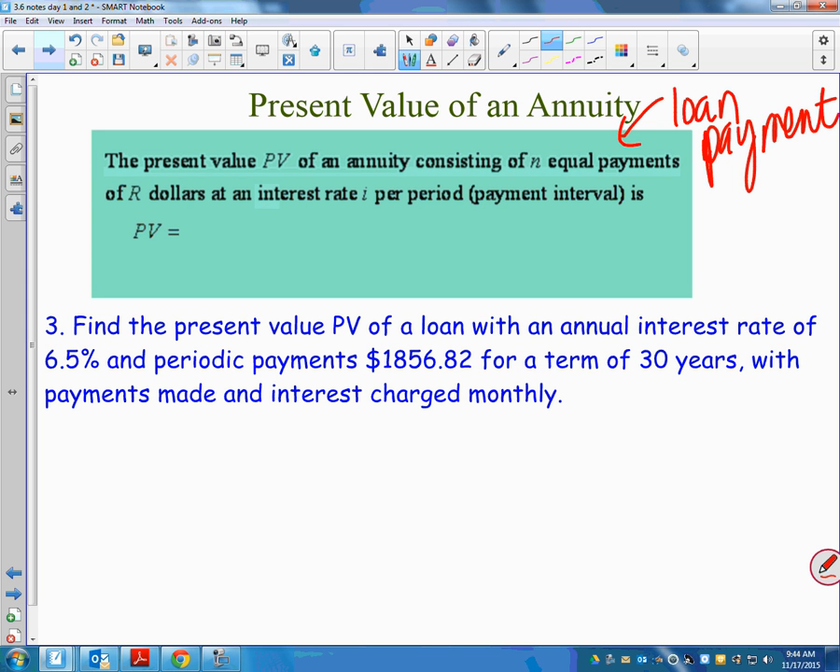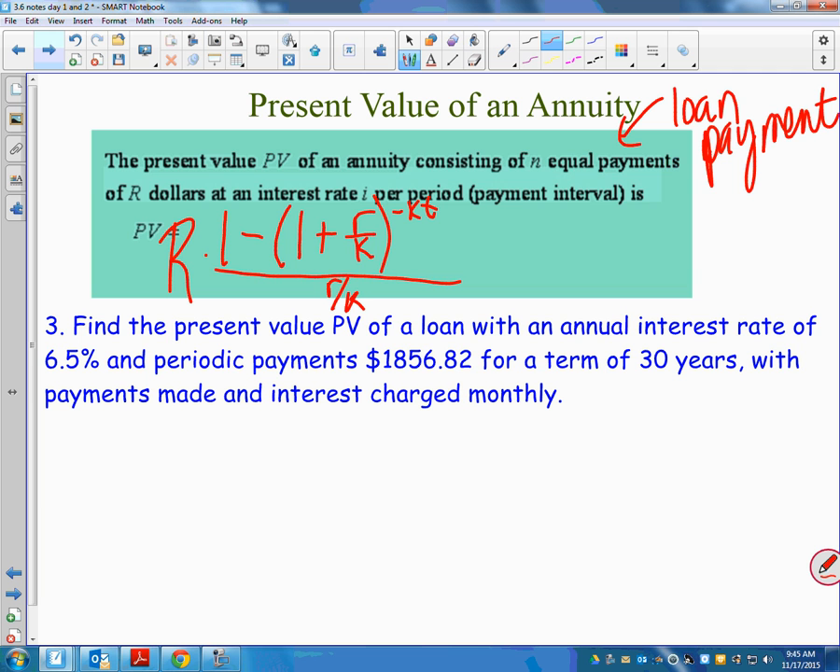Then your formula is very similar, but it's 1 minus parentheses 1 plus R over K to the negative KT power, all divided by R over K. R is the loan amount. You kind of need that in there. The negative KT power.